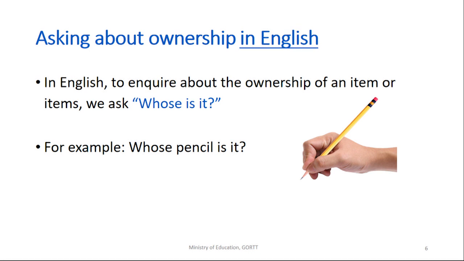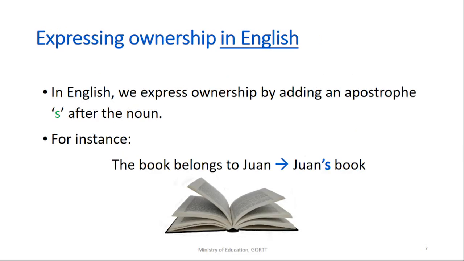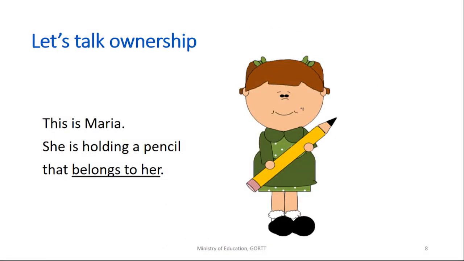Let's begin. We can start by looking at the way we ask about ownership in English. And the most common question to ask about ownership in English is, whose is it? So for example, if I would like to know who the pencil belongs to, I ask, whose is it? Whose pencil is it? Also in English, we use what we call the apostrophe S to indicate ownership. So for example, if the book belongs to Juan, we say Juan's book. This is my friend Maria. This is Maria's pencil. The pencil belongs to her.